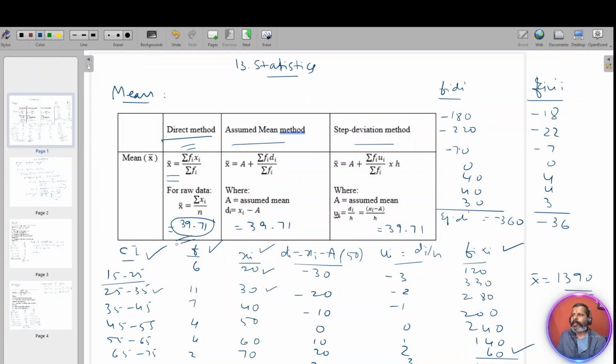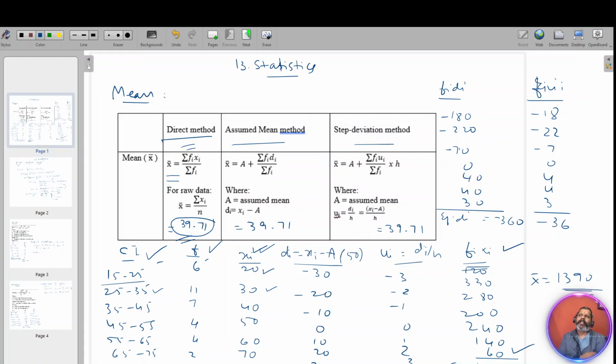So basically CI and F will be given, you find the xi and product Fi xi, sum that as sigma Fi xi, and the ratio of sigma Fi xi by sigma Fi is the mean by direct method. This is not a good method if the CI or F is more in number. You get big calculations.